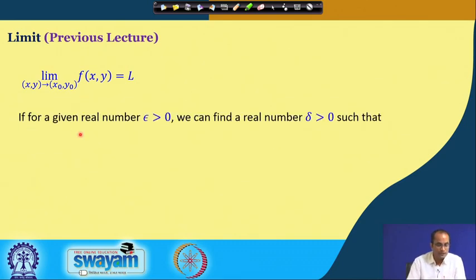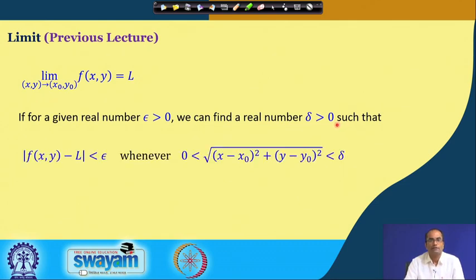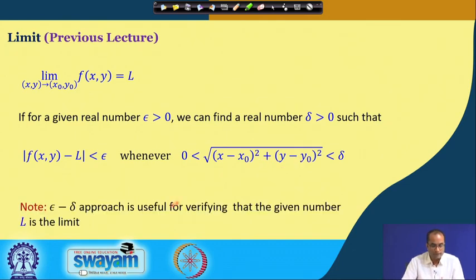That means, for a given real number epsilon positive, we can find a real number delta positive such that |f(x,y) minus L| is less than epsilon. So, the difference between f(x,y) and its limiting value L is less than epsilon, for an arbitrary epsilon, whenever (x,y) is in the delta neighborhood of the (x0,y0) point.